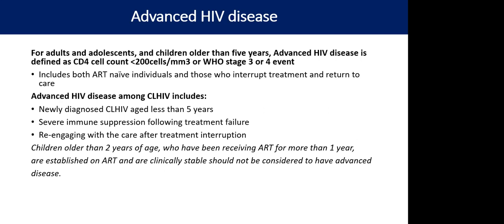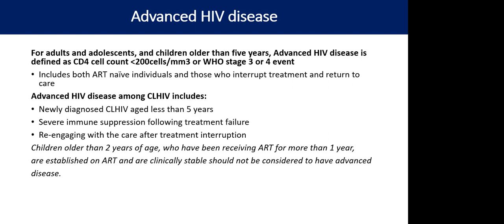So in adults, stage 3 or 4 or CD4 less than 200 for adults, adolescents, and children above 5 will qualify as advanced HIV disease, whether it's an ARV naive patient or ARV experienced as well as one who has interrupted treatment. And for children below 5, all newly diagnosed children less than 5 years, regardless of their clinical stage and CD4 count, both absolute as well as percentage.